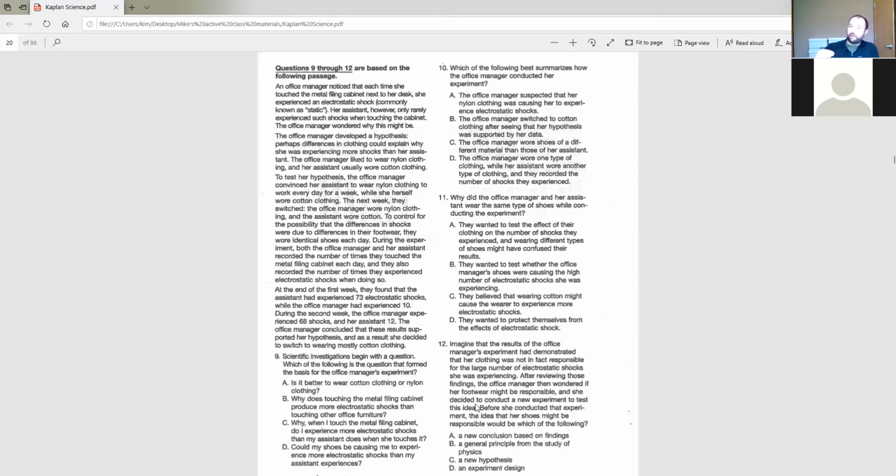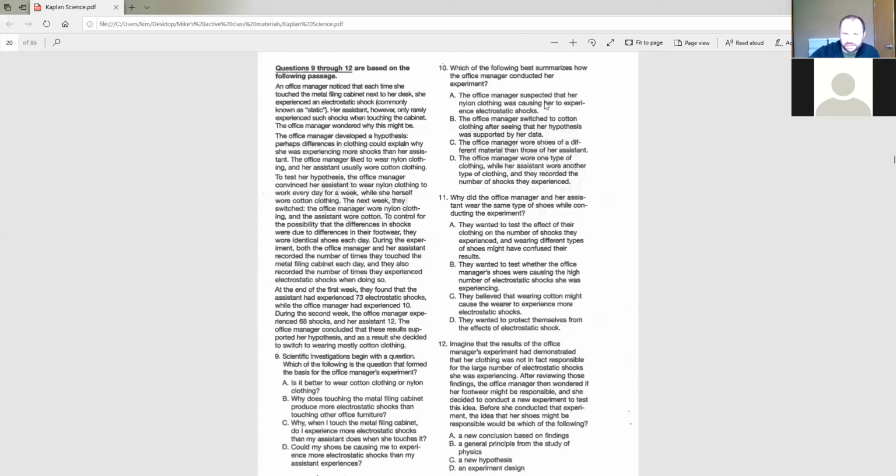Once she concluded that her hypothesis was true, then what she did with that information, how she analyzed it, right, which is the final step, she switched what type of clothing she was wearing. So that realization didn't come until after. It's not B. We're looking at how the experiment itself was set up. Okay, and C isn't right either. The office manager wore shoes of a different material than those of her assistant. It does say in the experiment they wore what? The same shoe, right? So it's either A or D.